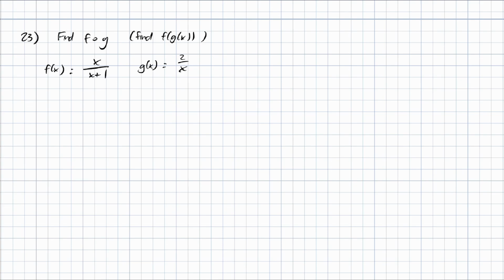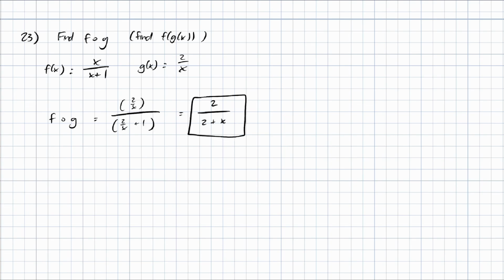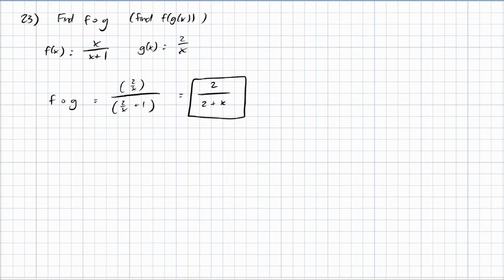All right. So we're going to do f of g of x. So f of g of x is (2 over x) over (2 over x plus 1). Now, the easy way to simplify this is to multiply top and bottom by x. So 2 over 2 plus x, and that is actually my answer. 24. Let's just simplify.